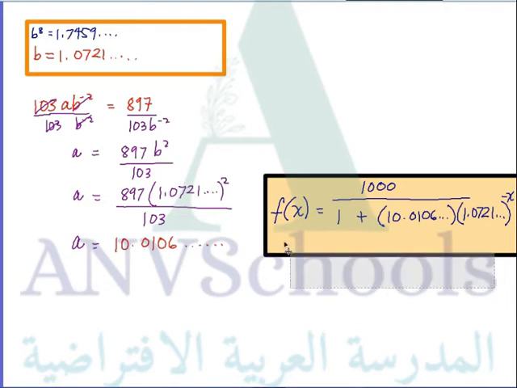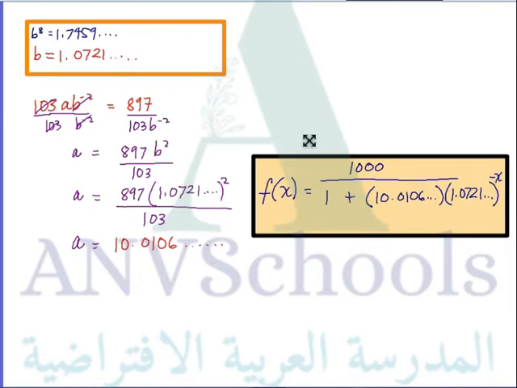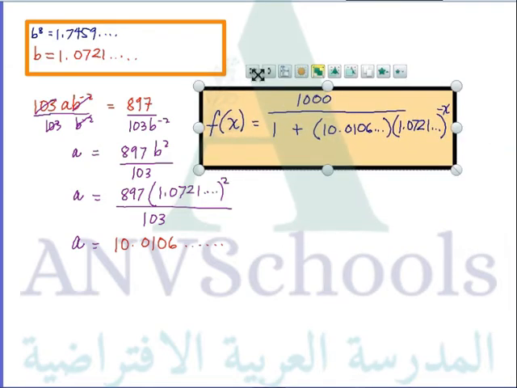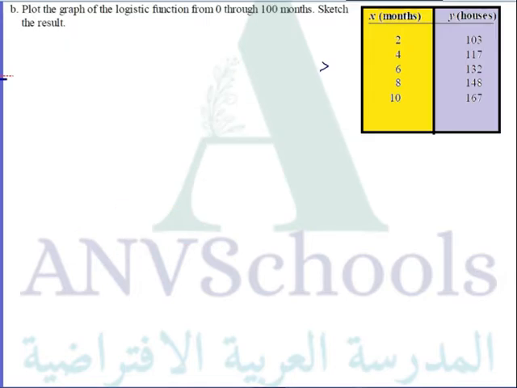Okay, let's make it clearer. So I'll put it here. This is our logistic function. Letter B, plot the graph of the logistic function from 0 through 100 months. Sketch the result.